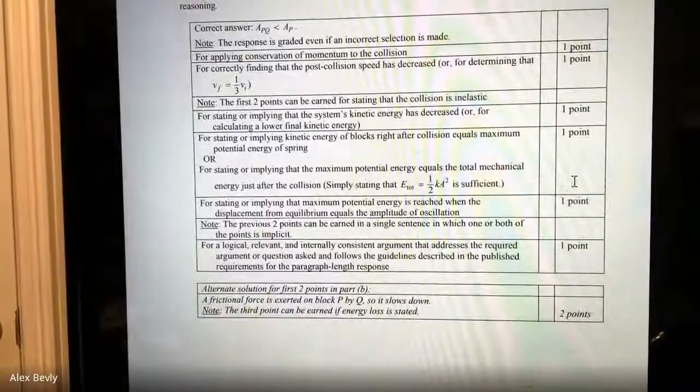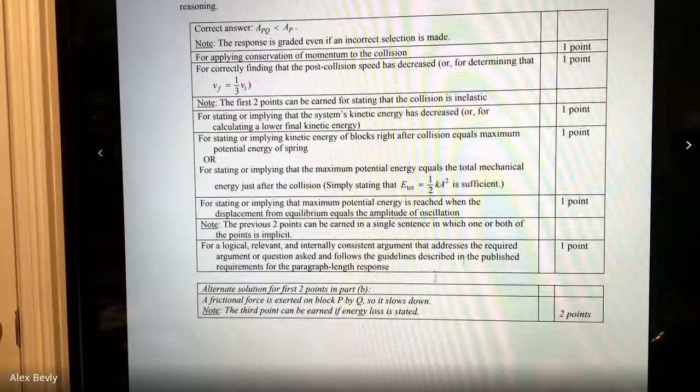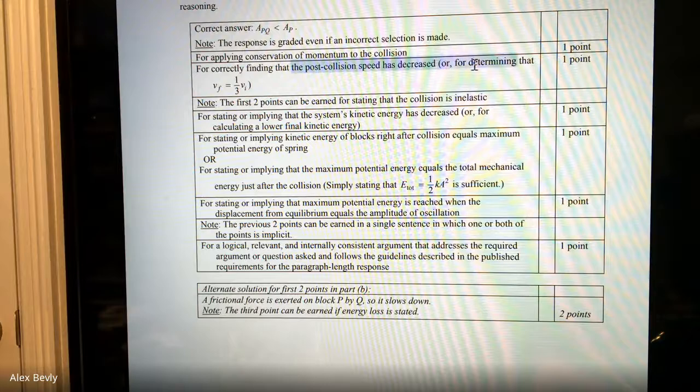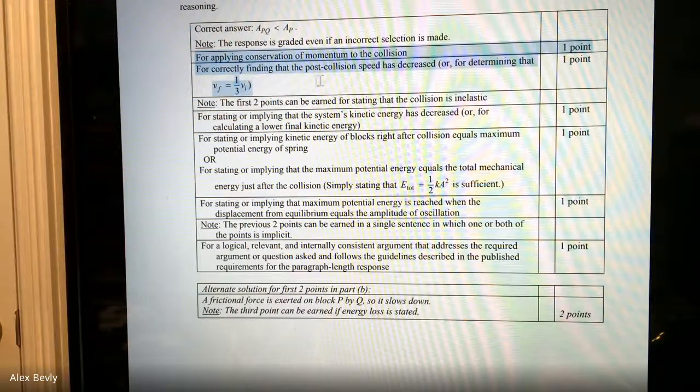So let's look at our points. So this is 6 points. So applying conservation of momentum, and then the post-collision speed is decreased, or actually solving for that. So we could actually go through and use our conservation of momentum to find a lower speed. So those are 2 points. So conservation of momentum, just talking about momentum there. It's an inelastic collision, and so we lost energy. We lost kinetic energy. Or just saying that the collision is inelastic.